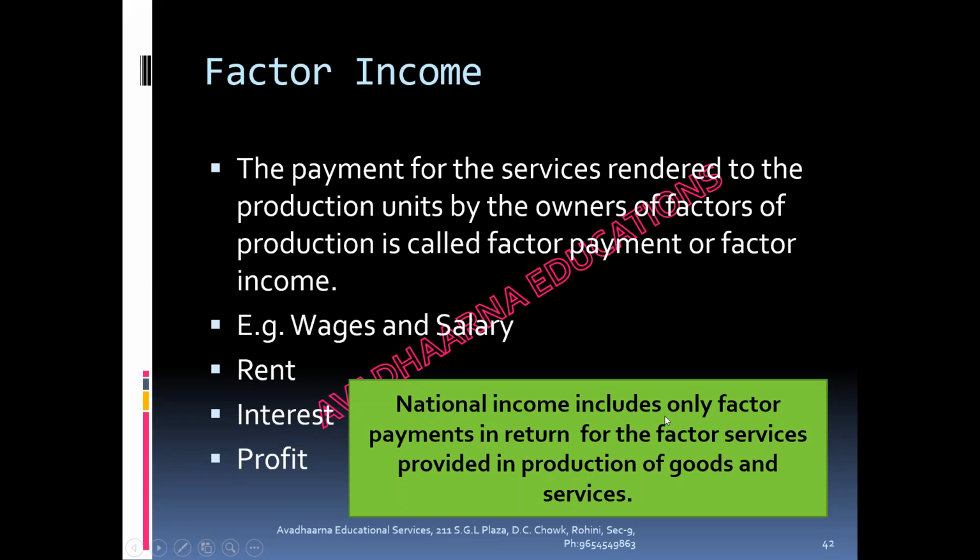So national income includes only factor payment in return for factor services provided in production of goods and services. So national income includes only the factor payment.